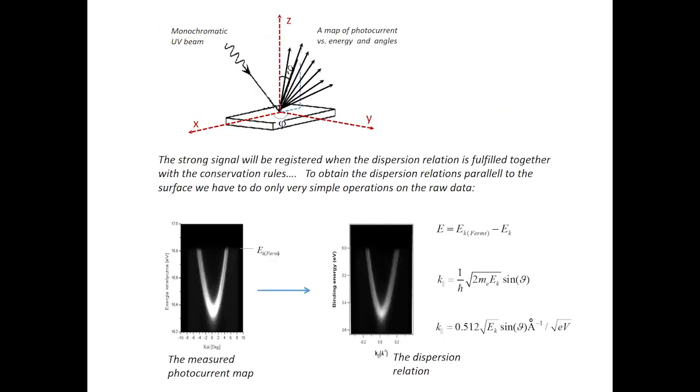So then we have the following situation: we see a strong signal when the dispersion relation is fulfilled together with the conservation rules. And we use these conservation rules to reconstruct the dispersion relation. So it's actually very simple. This formula here I've written for you. You just go from your distribution in angle-energy space to the distribution in energy-wave vector space, which is exactly the dispersion relation you are interested in.